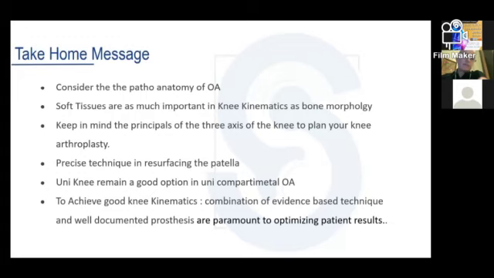Another question about the deformities: how to deal with the recurvatum? We have to deal with the recurvatum. There are two components in the recurvatum. It depends on the origin of the recurvatum. Is the recurvatum a bone deformity, or is it a soft tissue problem?